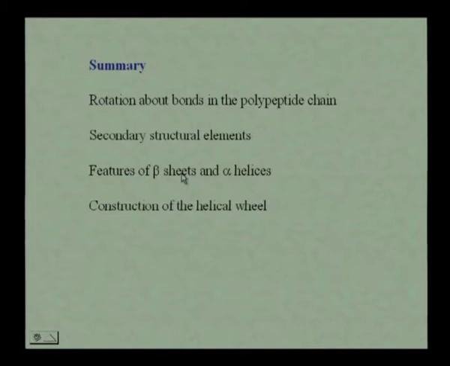Then we have the secondary structural elements that we talked about, where we looked at the features of the beta sheets and the alpha helices. What are the features of the beta sheets that we looked at? Their parallel and the anti-parallel and their differences in the hydrogen bonding patterns. Then for the alpha helices, we looked at the hydrogen bonding patterns, and we learned how to construct a helical wheel that is going to exactly tell us where our helix is located.